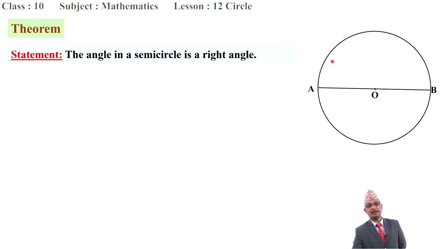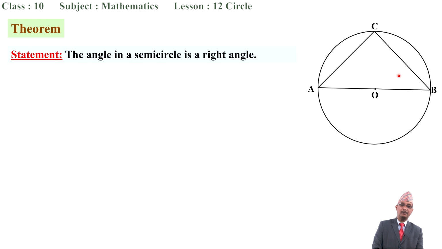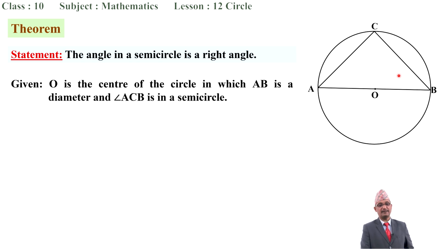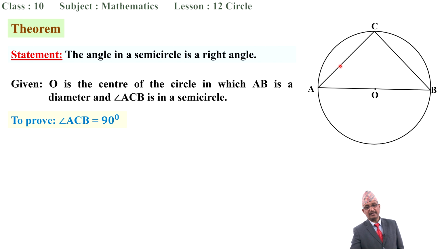In any semicircle, take any point C. I am taking point C on the circumference of the upper semicircle. Now join AC and BC. Then ACB is the inscribed angle, or angle at the circumference, made by the diameter. So angle ACB is called the angle in a semicircle. What we have proved about the angle in a semicircle is that it is 90 degrees. That is, angle ACB is 90 degrees, and we have proved this theorem experimentally as well as theoretically.